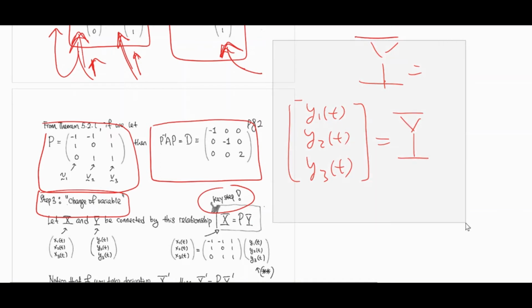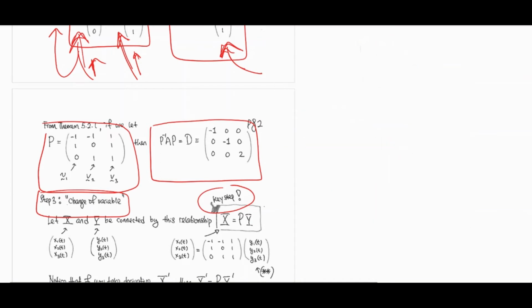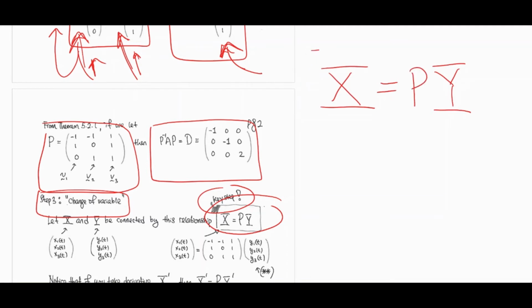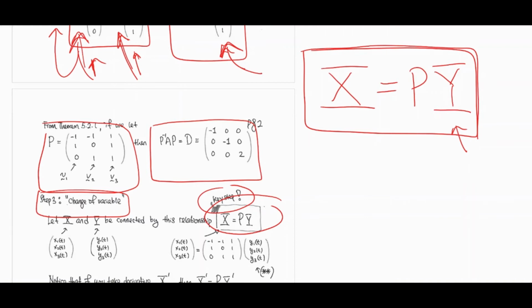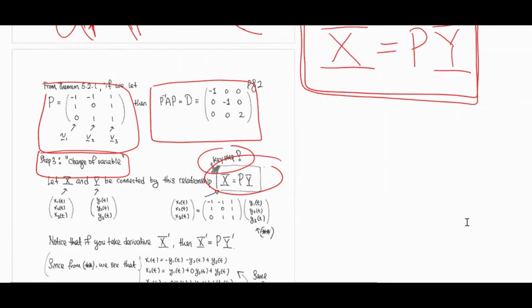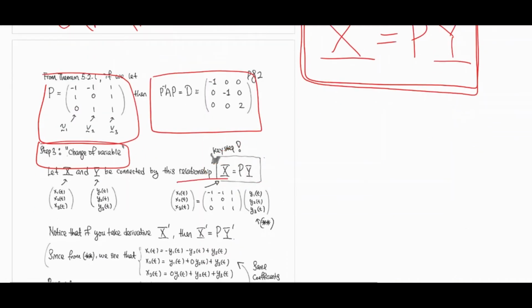So the key step here is to do this change of variable. I'm going to write my y like this, satisfying this particular equation right here. If you want to, you can also write y is P inverse x, but at the moment, I don't want to involve P inverse, so I'm just going to write the vector y like this. You can see that the vector y obviously has some relationship with the vector x, and the exact relationship is given by these equations. So for example, x and y are related this way.